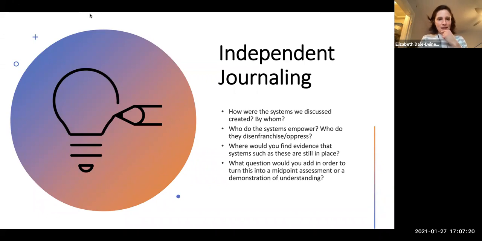And Sarah's noted in the chat that Gordon Parks, as a photographer of oppressed African Americans, might be an interesting connection.